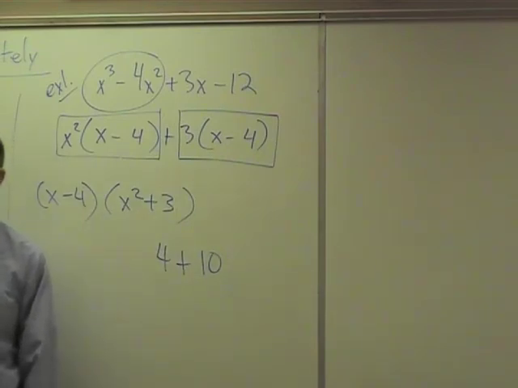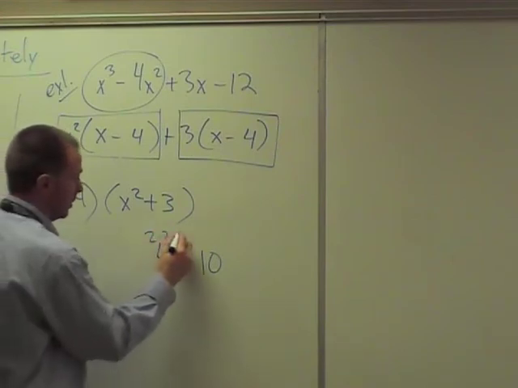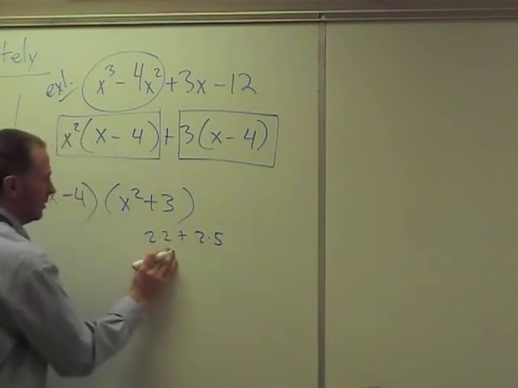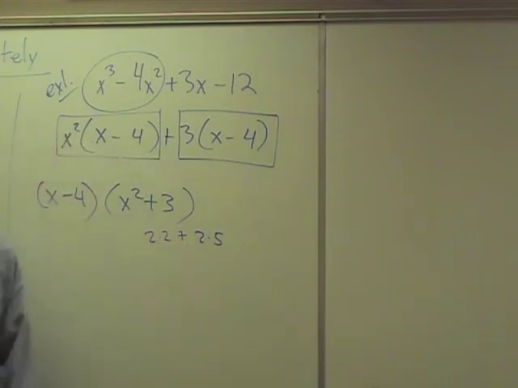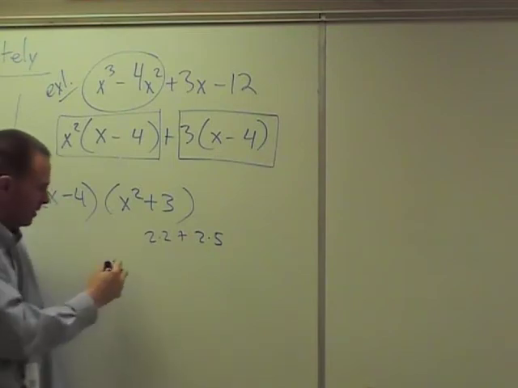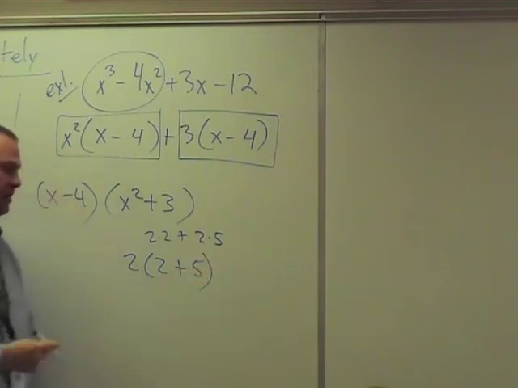I see it. 2 times 2 is 4. Yeah, 2 times 5 is 10. So what can I factor out of both those terms? 2. 2 out of both of them. So I'm left with x squared, and I'm left with the 5.